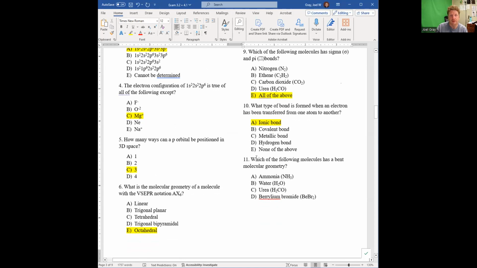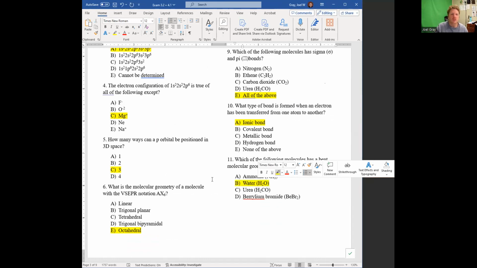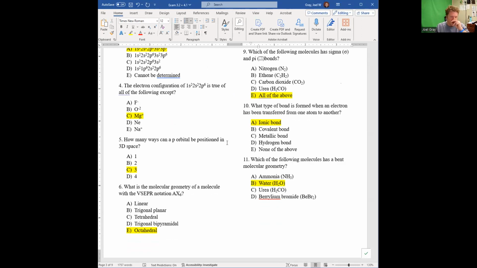Question number 11. Which of the following molecules has a bent molecular geometry? So when we're talking about something with a bent molecular geometry, we are looking for water that has 2 lone pairs of electrons. So basically anything that has 2 lone pairs of electrons on the central atom, that would be a bent molecule. So B, water, is our correct answer.